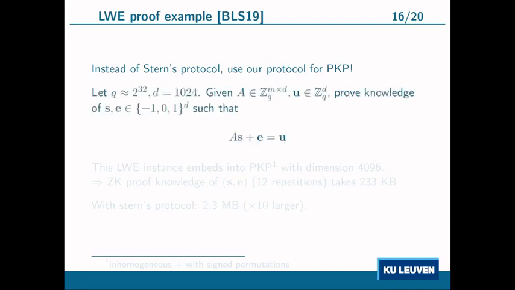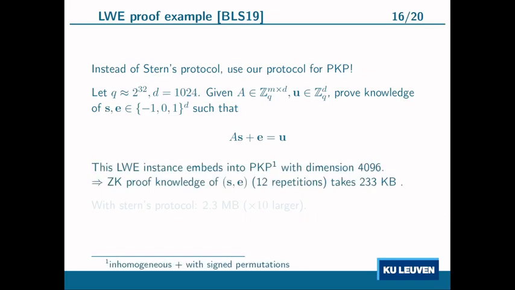As a concrete example, we will look at LWE. We take a modulus of 32 bits, a dimension of 1024, and the entries of the secrets and the error terms are -1, 0, or 1. Then the problem of finding an S and an E such that A times S plus E is equal to a certain U can be reformulated as a PKP-like problem where the dimension is 496. Then, if we use our sigma protocol to prove this PKP problem, it takes only 233 kilobytes.